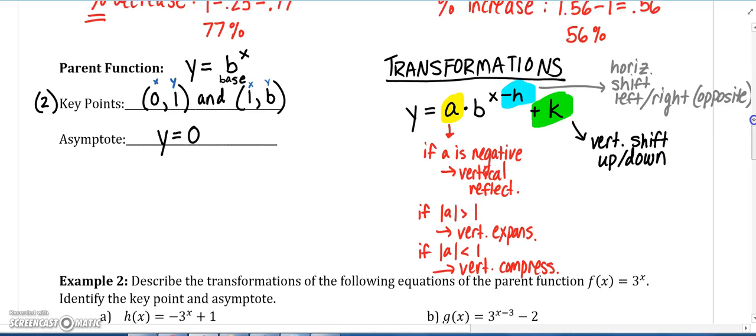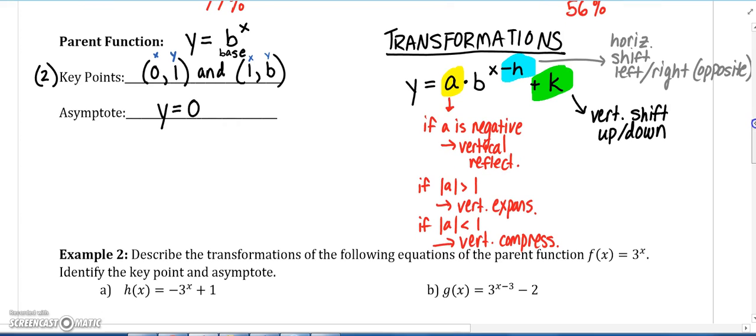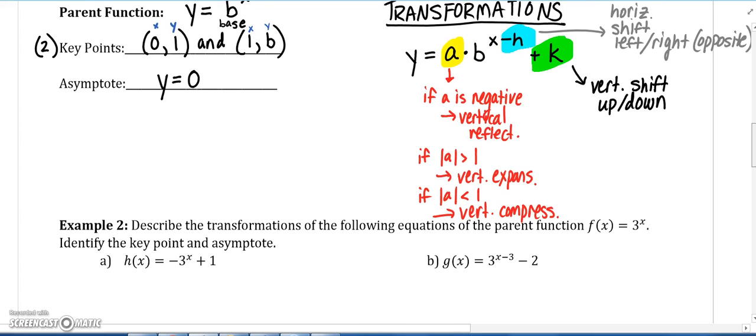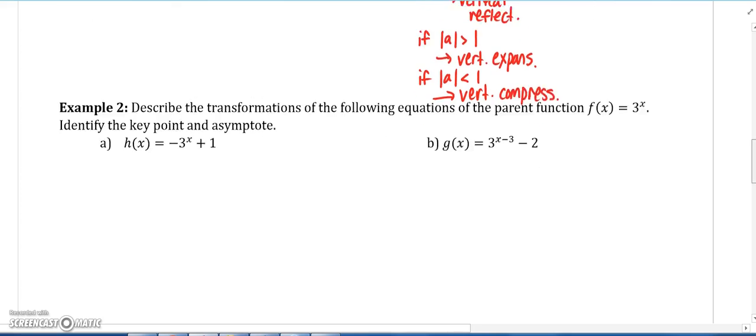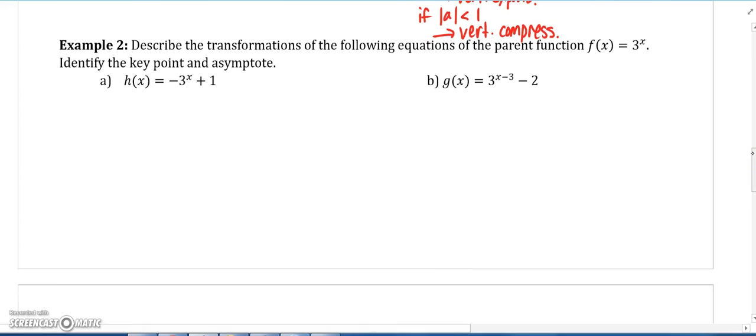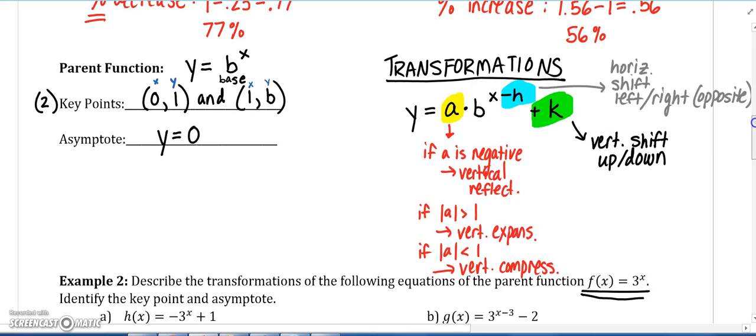Okay, so let's try describing some transformations, and let's see if we can get that key point and that asymptote. All right, for example 2, describe the transformations of the parent function f of x equals 3 to the x. Identify the key point and asymptote. Now here's what's most important. Those key points that we talked about up here, those are going to adjust based on your transformations.